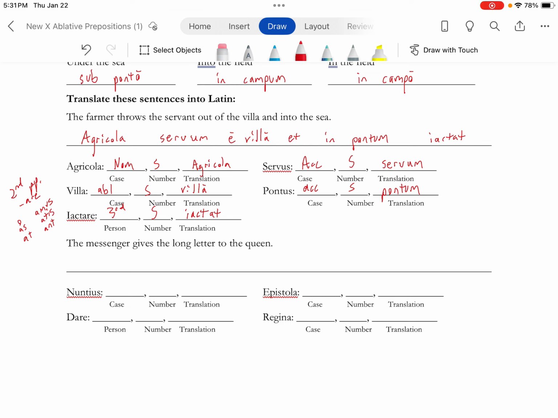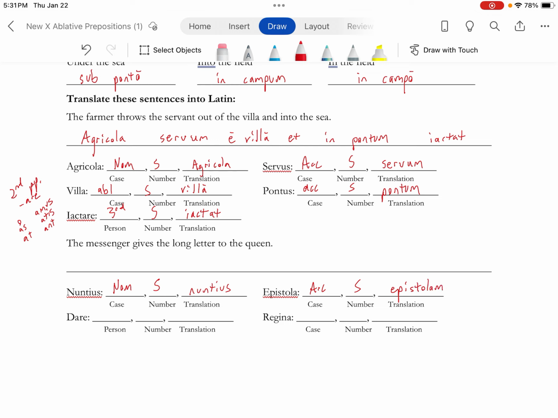Next one, you can try it on your own. Wait for me, do it along with me, whatever you need to do. The messenger gives a long letter to the queen. The messenger is a subject, so that's going to be nominative singular, so keep it at nuntius. Gives a long letter, that's going to be the direct object, so accusative, singular. We're going to turn that A into an AM.